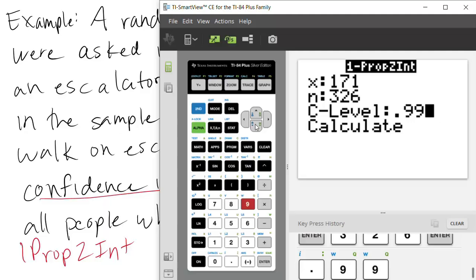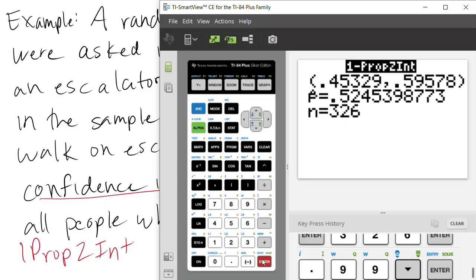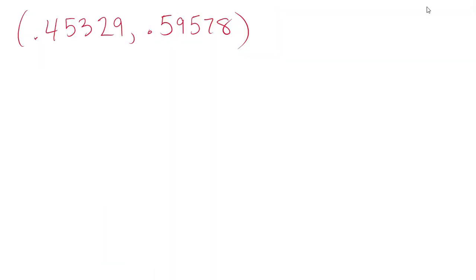And then it adds and subtracts to get the interval. Again, we just get to hocus pocus this. And we get an interval that ranges from 0.45329 to 0.59578. And now we write our interpretation.